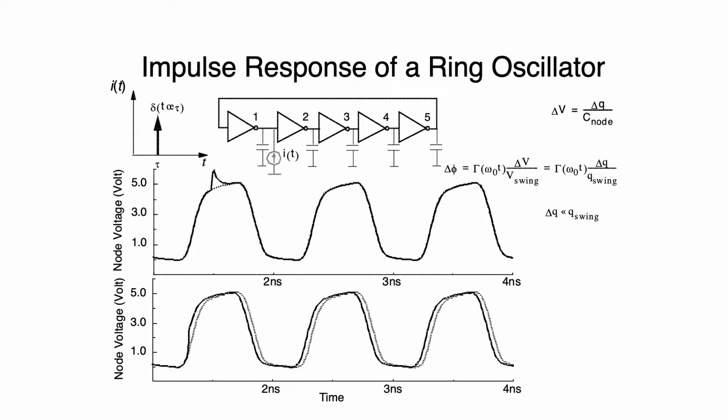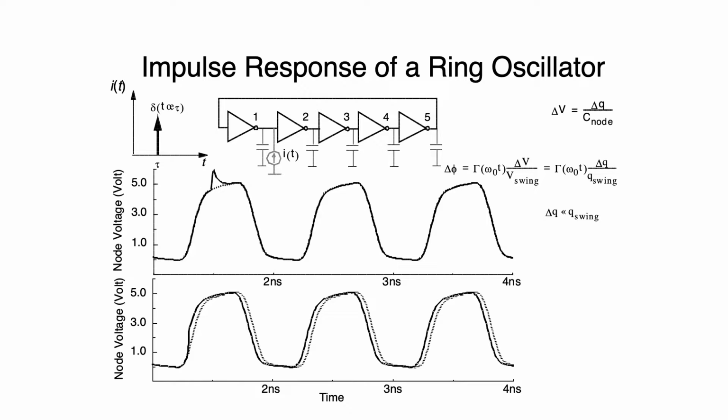Now, you can actually quantify this. Delta V, the jump in the voltage, is proportional to the injected charge, delta Q, which is the area under the impulse, divided by the capacitance at the point of injection. You can also express it this way. So you can see that there's a time-dependent proportionality factor for the phase shift with respect to the injected charge, right?